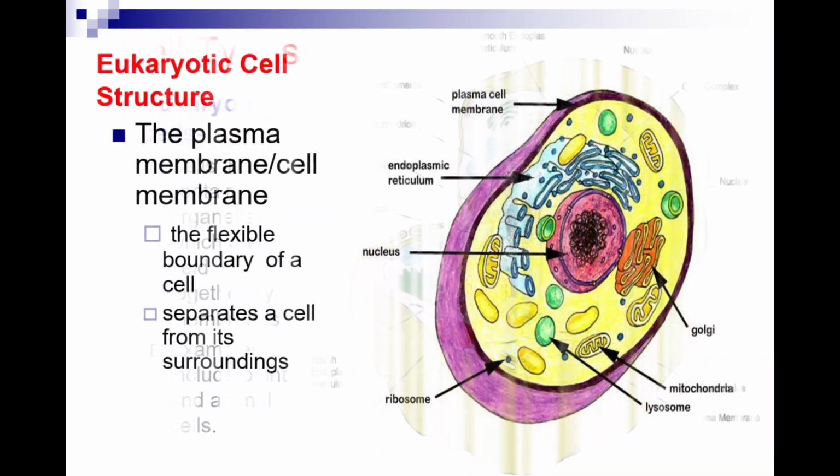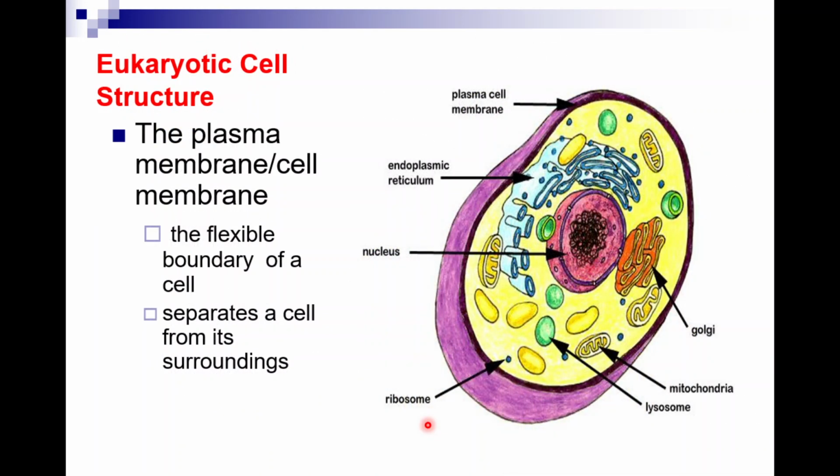So let's see the next slide. Eukaryotic cell structure: how the structure is formed and what the organelles present are. Let's see. The plasma membrane, it is also called the cell membrane or plasma membrane. The flexible boundary of the cell. See, the plasma membrane is the flexible boundary of the cell. It is a sketch diagram, colorfully prepared for you, that separates a cell from its surroundings.